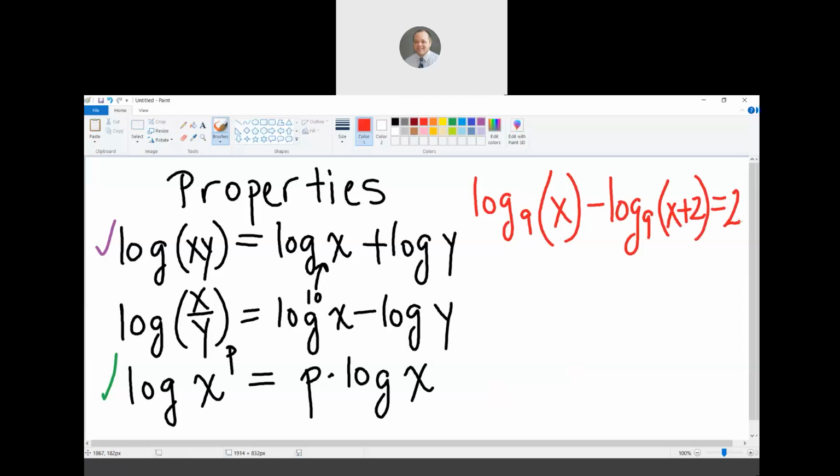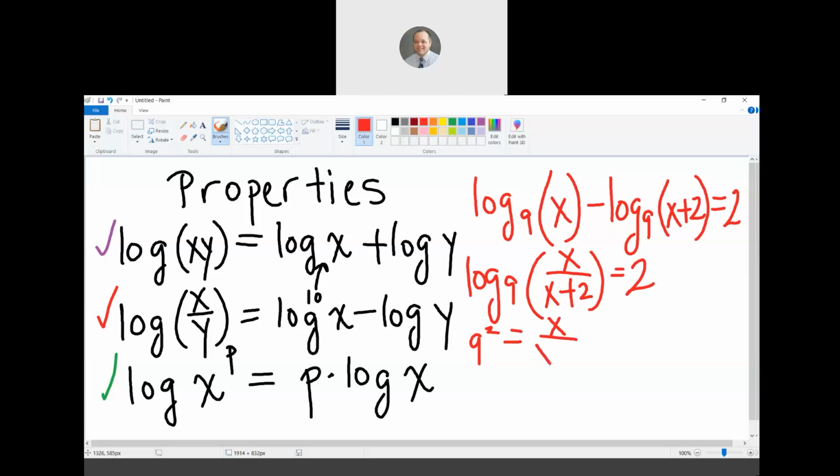Look at the properties we have here. We have subtraction, so we need to condense this into a quotient using our second rule. So we'll rewrite our equation as log base 9 of a fraction now, x over x plus 2 equal to 2. Rewrite our log equation into an exponential equation. So that would be 9 squared equal to x over x plus 2.